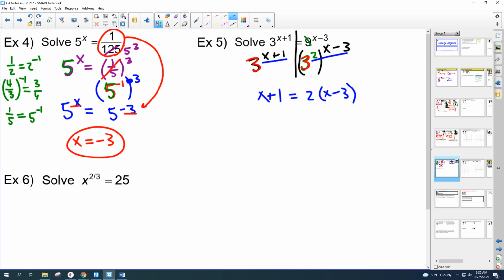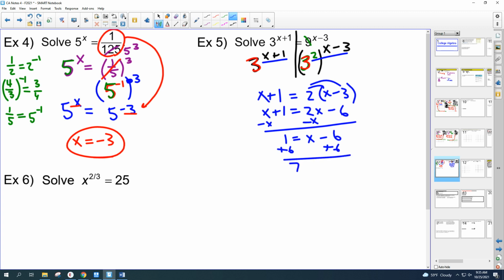So, a simple solve here. We're going to distribute. That says x plus 1 equals 2x minus 6. Do what we've done a million times before. Subtract the x over, add the 6 over, 7. x equals 7.